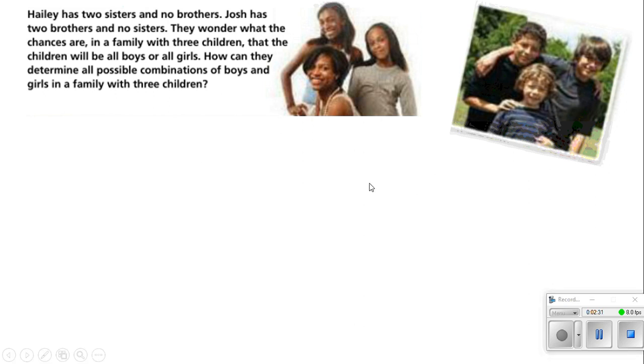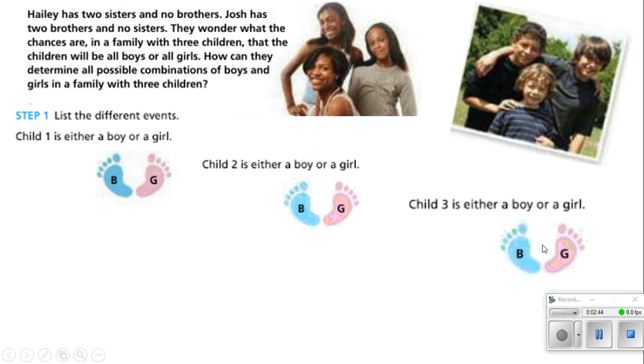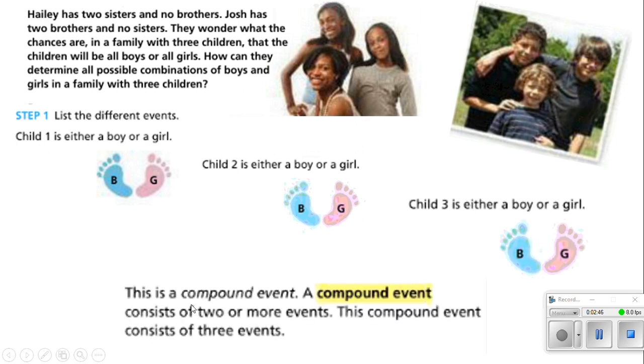Well, first of all, we can remember that we could list the different events. First of all, child number 1 will be either a boy or a girl. Child number 2 will either be a boy or a girl. And child number 3 will either be a boy or a girl. This is called a compound event. A compound event consists of 2 or more events. This compound event consists of 3 events. 1, 2, 3 events. 3 kids being born.